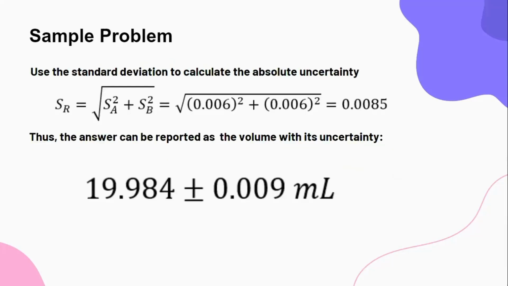Now that we have calculated the total volume, we will use the calculated standard deviation to get the absolute uncertainty through the use of the equation of uncertainty for addition and subtraction. Substituting the values into the equation, the absolute uncertainty is equal to 0.0085 or 0.009. Therefore, we can report the answer as 19.984 milliliters with a margin of error of plus or minus 0.009 milliliters.